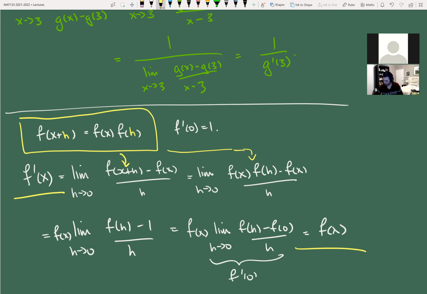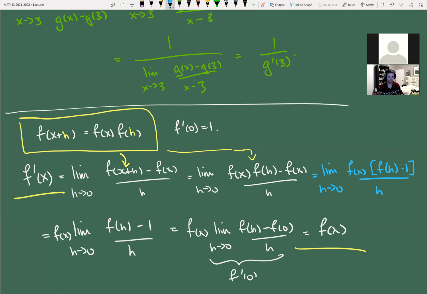Cool. So now this numerator here has an f of x in both terms. So, as an intermediate step, I can factor that f of x out of the numerator. Everyone's good with that? So that's how the f of h minus 1 came about. I just factored the f of x out of both of those terms. And then I took the f of x outside the limit. So is everyone good there?